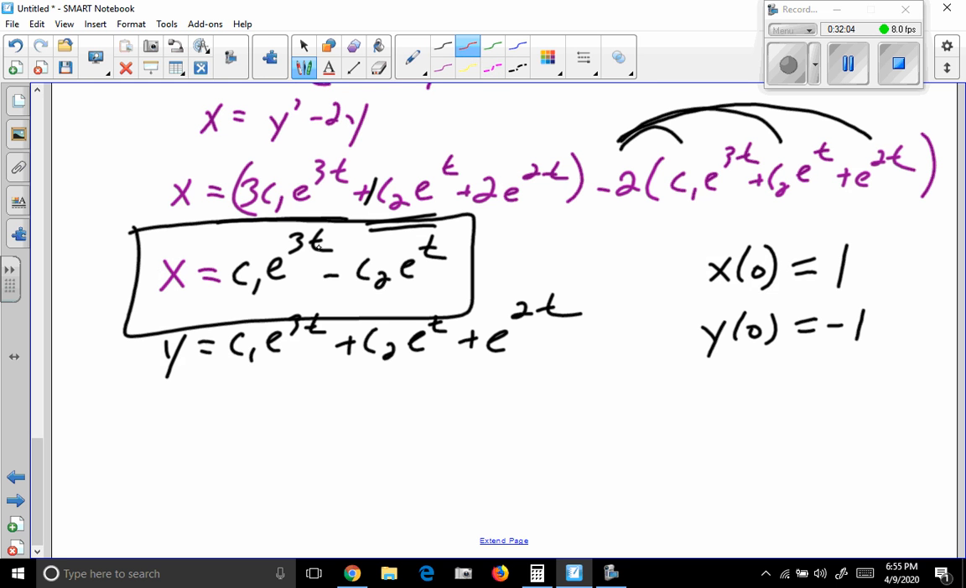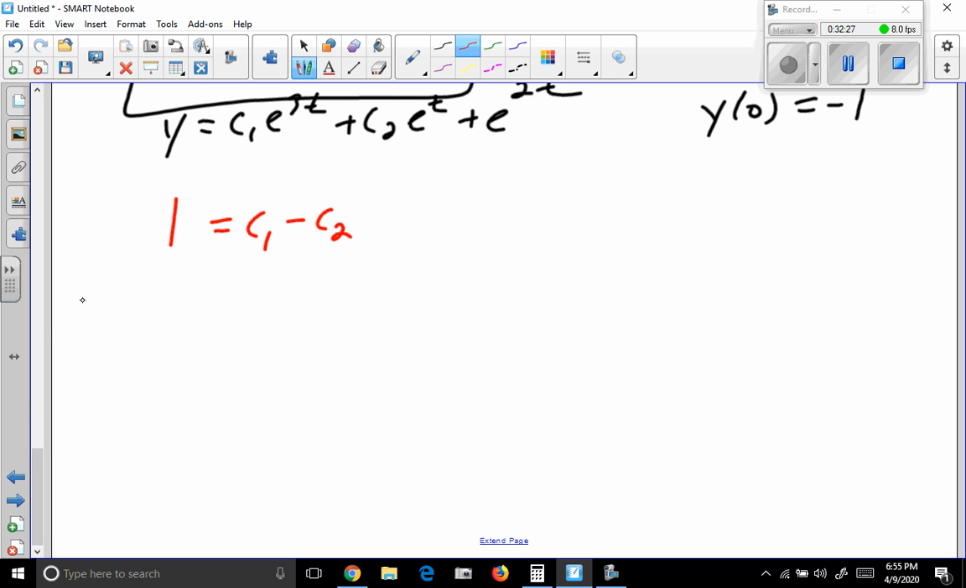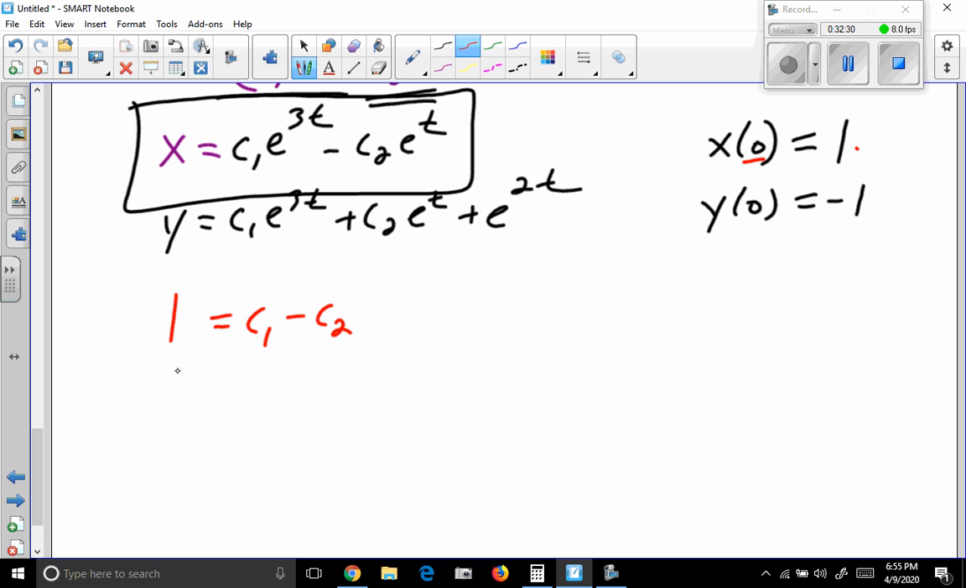So the top equation, when we put a 0 for t, we get an exponent of 0. E to the 0 is 1. Same thing here. So we're going to get c1 minus c2 equals 1, because when we plug a 0 into this, our answer should be 1. For the second equation, when we plug a 0 in, our answer should be negative 1. So e to the 0 is 1, so we get c1, c2, and e to the 0 is 1.